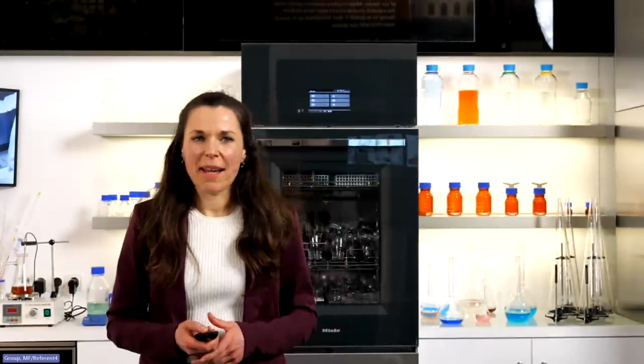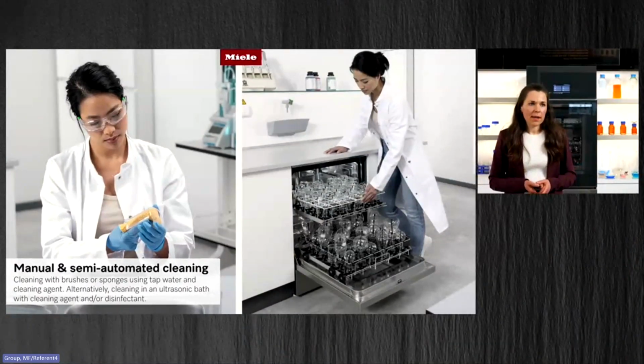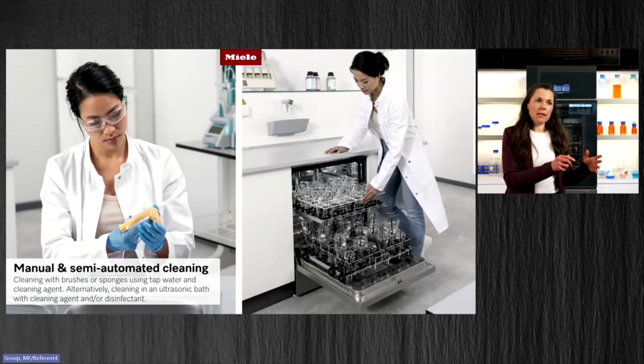Yeah, thanks, Michael. So I will continue with the question, how do we typically clean laboratory glassware? Traditionally, lab glassware is cleaned by hand, so scrubbing each item with a suitable brush or a sponge, using tap water and cleaning agent. So that's the typical way. Some laboratories also use ultrasonics to further loosen the residues, and that's the manual and semi-automated cleaning.